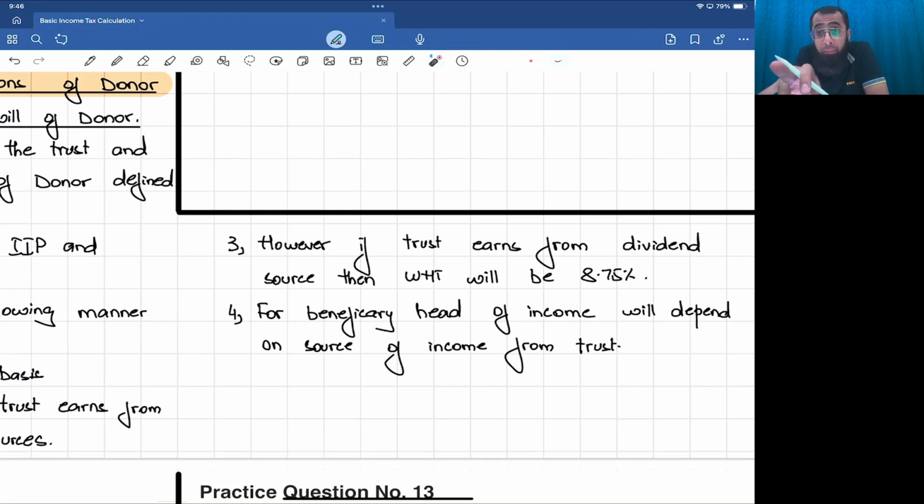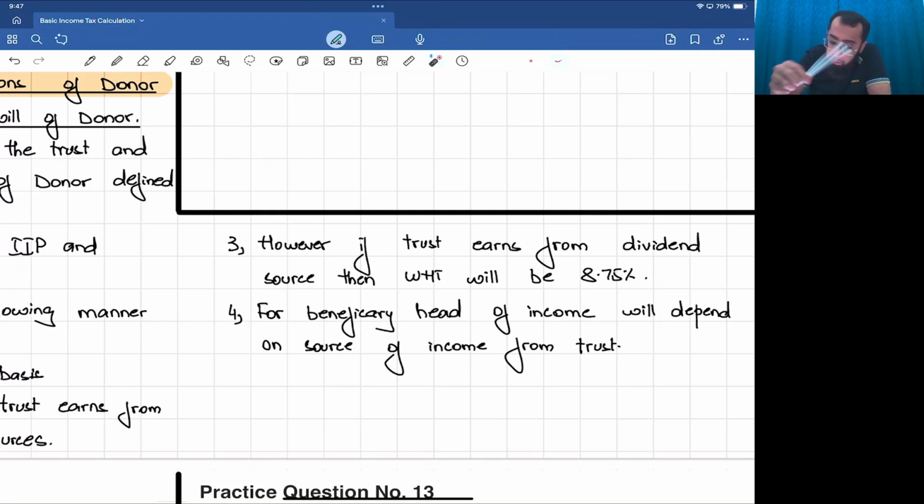In easy words, the withholding tax is the basic rate of tax. In a discretionary trust, it was the additional rate of tax. In IIP, it's the basic rate of tax. If the trust earns from non-saving sources, it's 20%, which is the non-saving basic rate. For saving also, the basic rate is 20%. We will study this. In dividend, the basic rate is 8.75%. The withholding tax will be the basic rate.